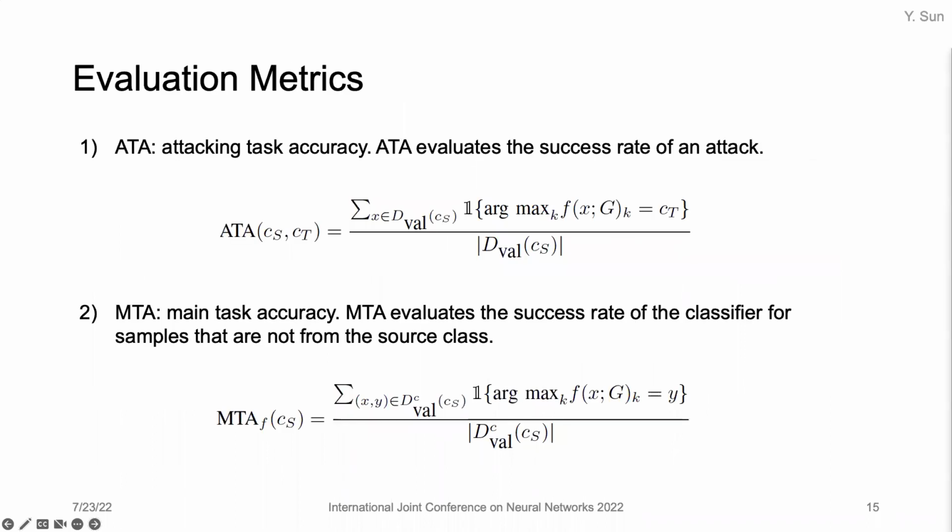To measure the performance of the proposed methods, we are using two different metrics. The attacking task accuracy evaluates the success rate of an attack. On the other hand, the main task accuracy evaluates the success rate of the classifier for samples that are not from the source class. For both metrics, a higher score means the model performs better.